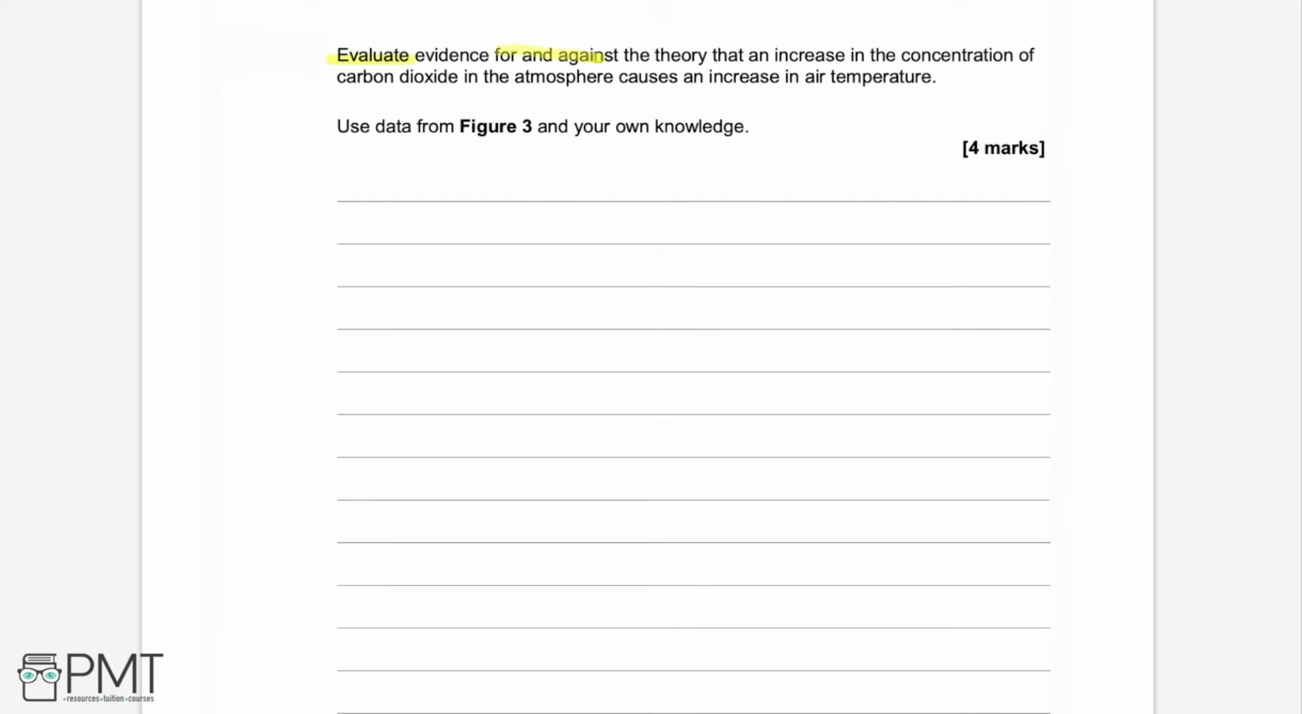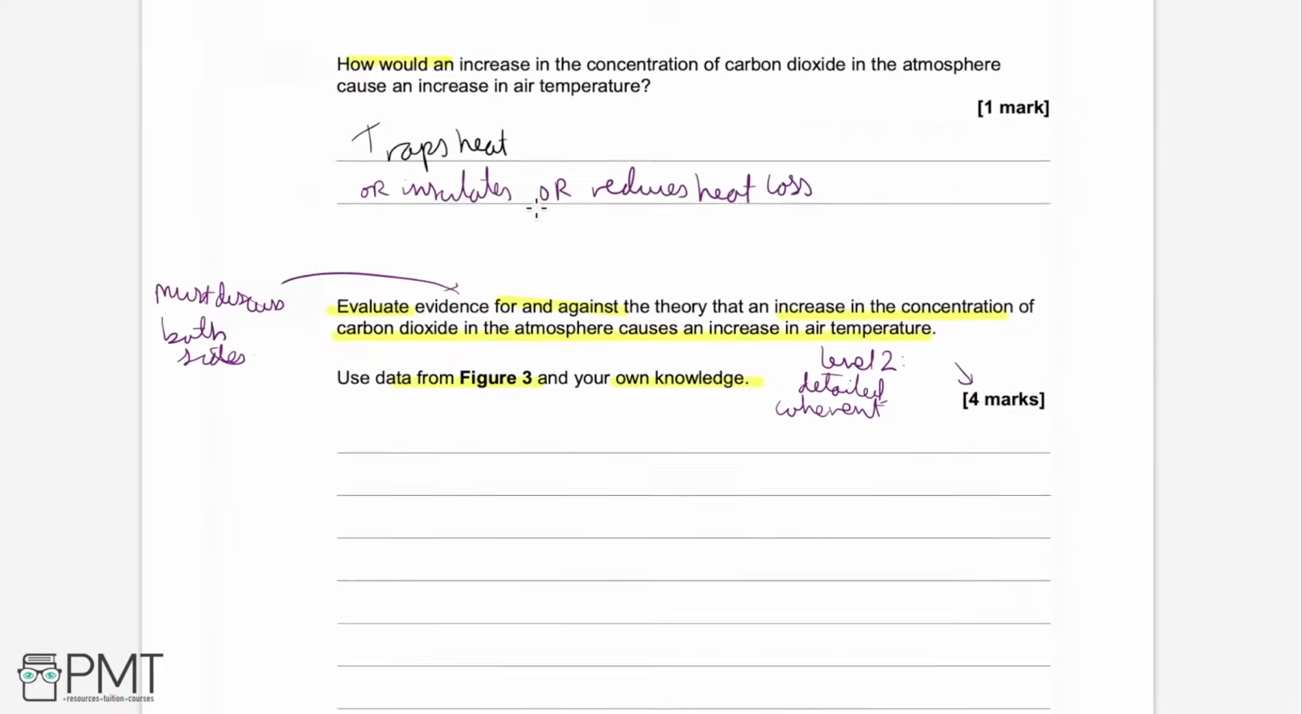Evaluate evidence for and against the theory that an increase in the concentration of carbon dioxide in the atmosphere causes an increase in air temperature. Use data from Figure 3 and your own knowledge. This is a 4-mark question which is level marked. And for level 2, that is 3 or 4 marks, your answer needs to be detailed and coherent. Since we need to evaluate the evidence for and against, we must ensure that we discuss both sides of the argument. Let's have a look back.